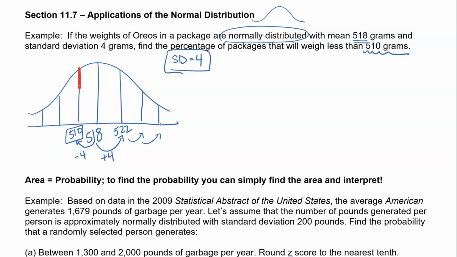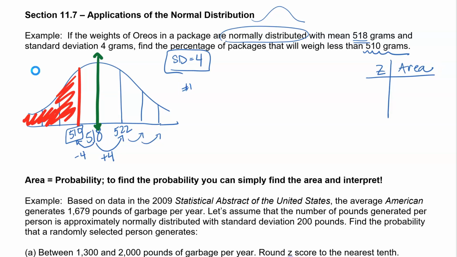So 510, I'm just going to draw that in a different color, is right here. And we want to know how many packages are less than that, which means all of this area. Okay, and we've got 518. Okay, that's our average. That's our middle here. All right, so I'm going to want to use the table, okay, but the problem is the table only gives us z-scores and area, and I don't have any z-scores. So what I'm going to have to do, step one is draw the picture, okay.